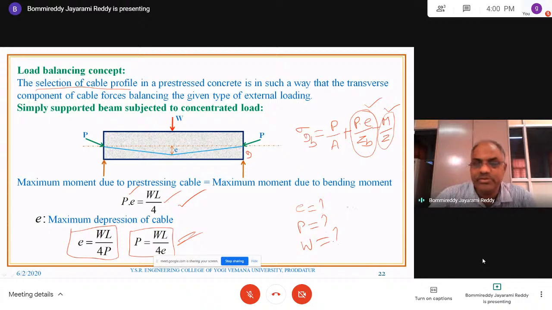Sometimes a theoretical question may be asked in the exam: what is the E value? It is WL by 4P. Don't remember anything. This is the equation that you need to develop.